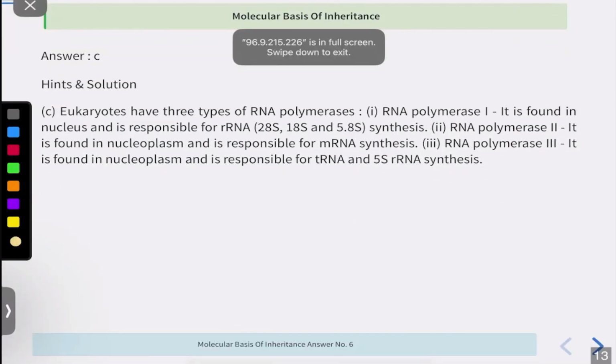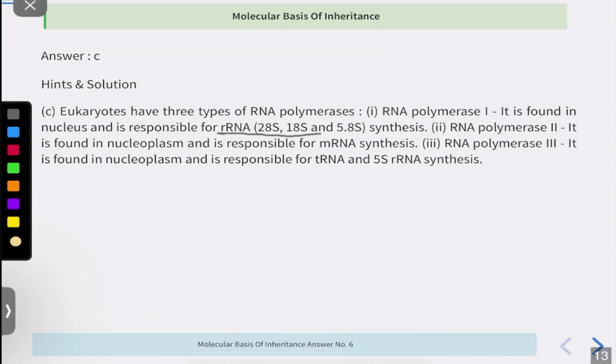Eukaryotes have 3 types of RNA polymerases. RNA polymerase 1 is found in the nucleus and is responsible for rRNA synthesis. RNA polymerase 2 is found in the nucleoplasm, again in the nucleus, and is responsible for mRNA synthesis. So this is the main RNA polymerase which forms the mRNA, which goes on to form the protein. RNA polymerase 3 will form only 2 special RNAs, tRNA and 5S rRNA. So you have 3 types of RNA polymerases. Done? Okay. We'll move to the next question.